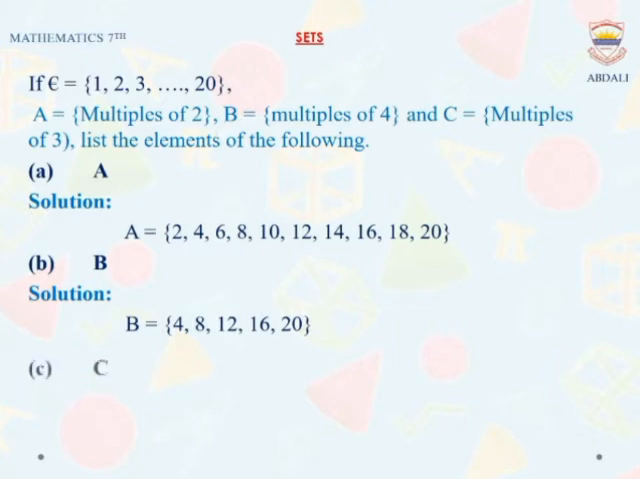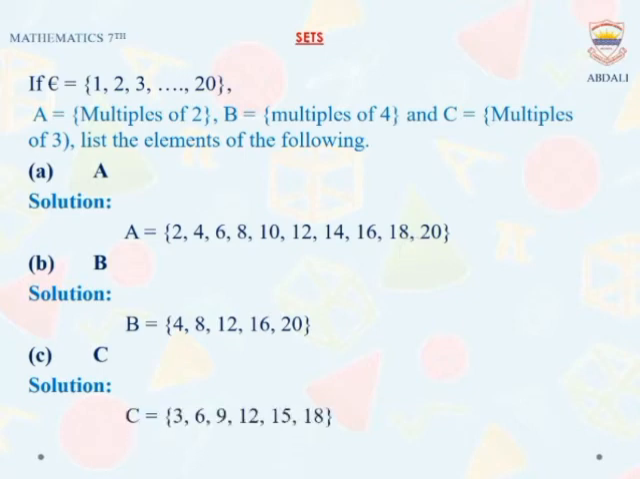Now the next part is part C. We have to write the multiples of 3 now. So from 1 to 20, what are the multiples of 3? The multiples of 3 are 3, 6, 9, 12, 15, 18, and we stop at 18. We will not write 21 because it goes beyond the universal set. We have to write all the elements that are within this boundary, 1 to 20. So these are the elements of set C.